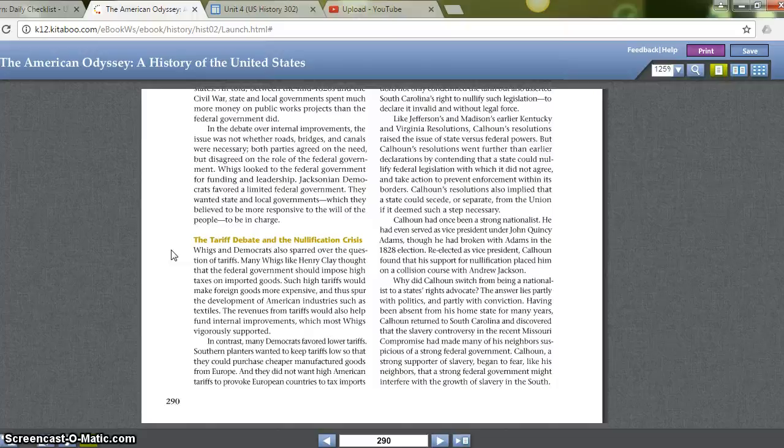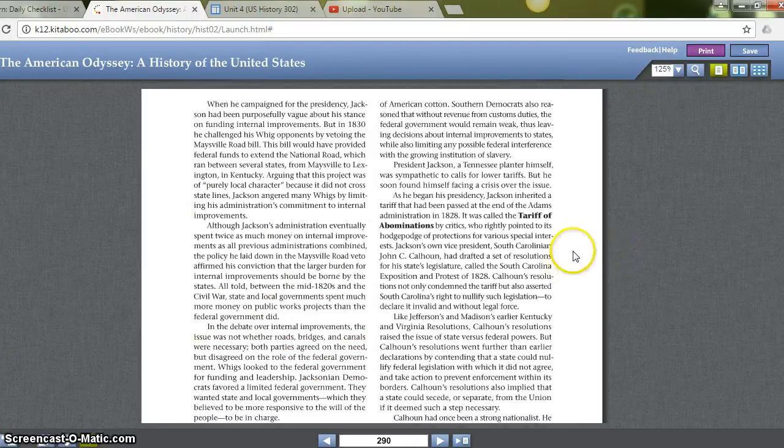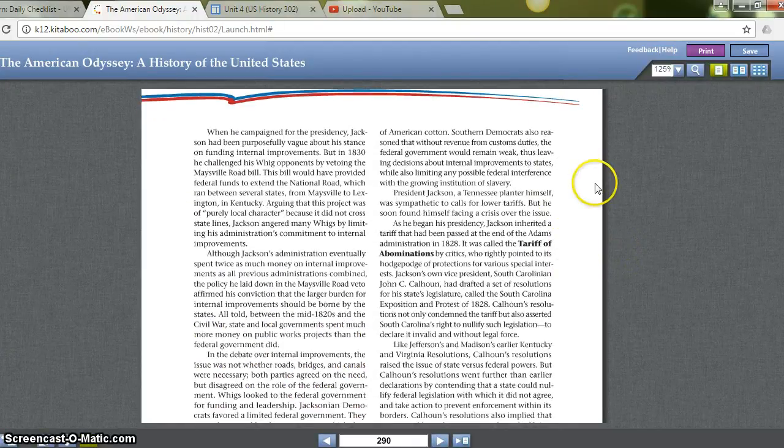By contrast, many Democrats favored lower tariffs. Southern planters wanted to keep tariffs low so that they could purchase cheaper manufactured goods from Europe. And they did not want high American tariffs to provoke European countries to tax imports of American cotton. Southern Democrats also reasoned that without revenue from customs duties, the federal government would remain weak, thus leaving decisions about internal improvements to states, while also limiting any possible federal interference with the growing institution of slavery.